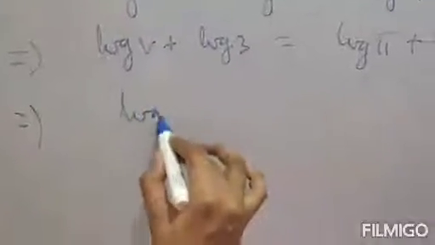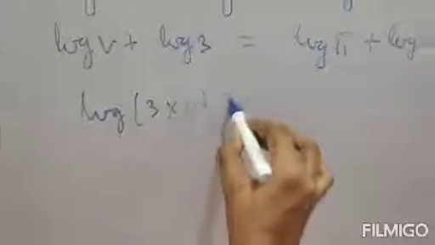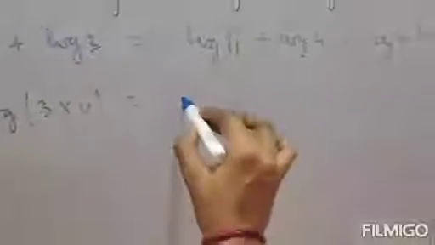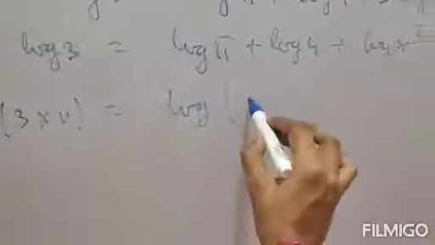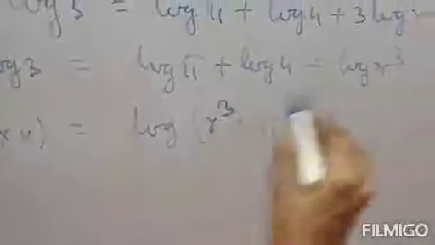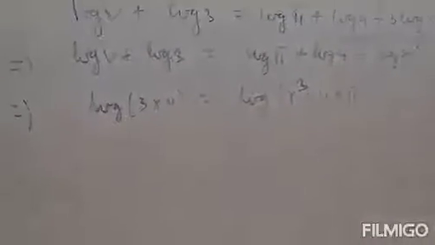Now apply the product law here. So that is log of 3 into v. Also here apply the product law. That means log of 4 into pi into r to the power 3. Clear? Product law, it will be r to the power 3, not 3, because r to the power 3 times 4 into pi. Just apply the product law. Clear?